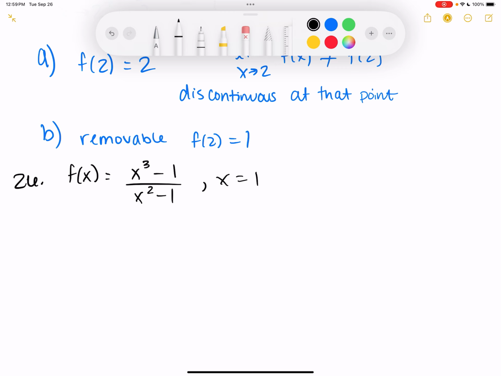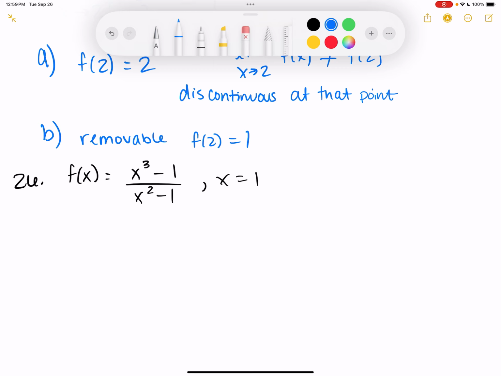So if I just plugged in 1, what's going to happen? 0 over 0. Yep, 0 over 0, which is a problem. So I need to see if I can factor this to reduce it down to be able to plug 1 in, basically, is what I'm trying to do, which is going to make it continuous. Because right now, there's a problem.